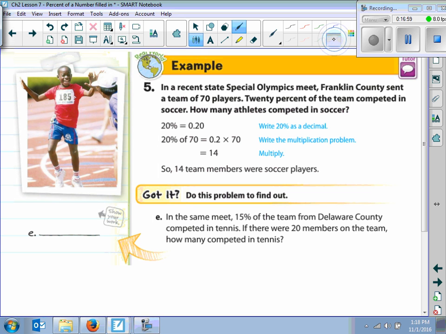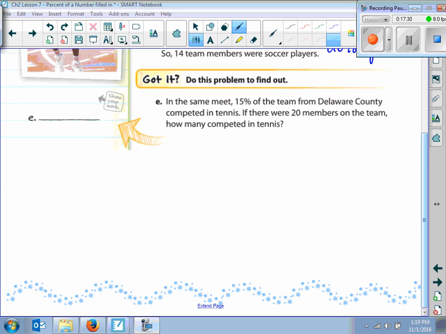So, if I have 20% of 70, the first thing we're going to do is change the 20%. Here they changed it to a decimal, right? So that's 0.2. Then we're going to multiply times the total number of people on the team, which is 70. So 0.2 times 70 is 14 played soccer. Is everybody clear with that? Let's do this example together.